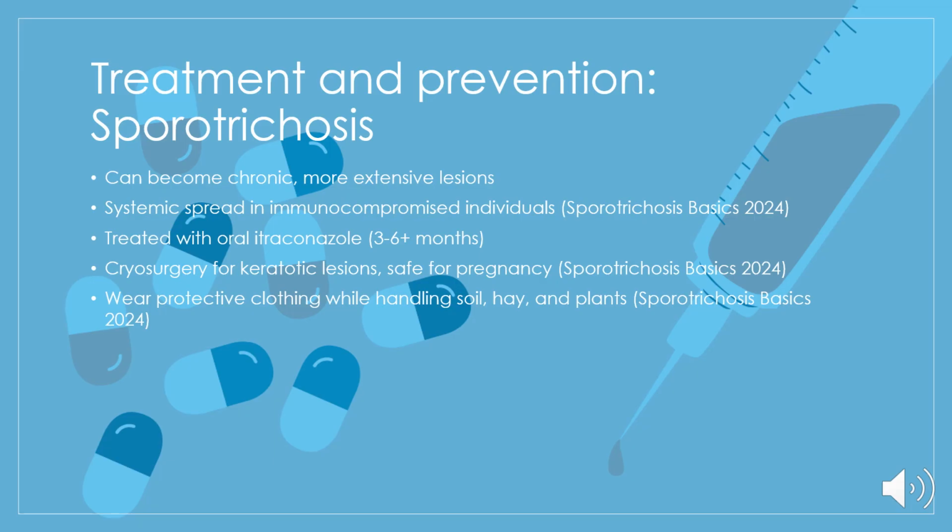So treatment and prevention of sporotrichosis. It can become chronic if not treated and have more extensive lesions. The systemic spread occurs in immunocompromised individuals. It's treated with oral itraconazole and cryosurgery for keratotic lesions, which is safe for pregnancy. Wear protective clothing while handling soil, hay, and plants to reduce transmission.